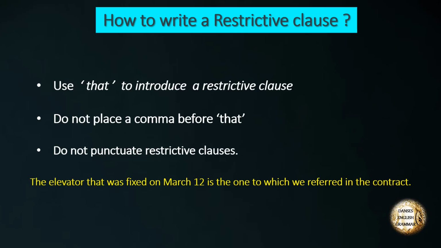Let's look into this example. The elevator that was fixed on March 12th is the one to which we referred in the contract. So, I have told you, when you are writing a restrictive clause, you need to introduce it using the word that. So, in the sentence, when I say the elevator that was fixed on March 12th, this is the restrictive clause.